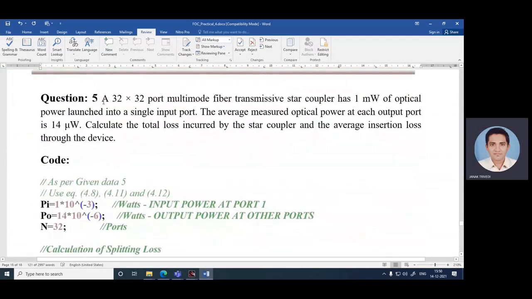So question 5: a 32 by 32 port multi-mode fiber transmission star coupler has 1 milliwatt of optical power launched into a single input port. The average measured optical power in each output port is 14 microwatt. Calculate the total loss incurred by the star coupler and the average insertion loss through the device.